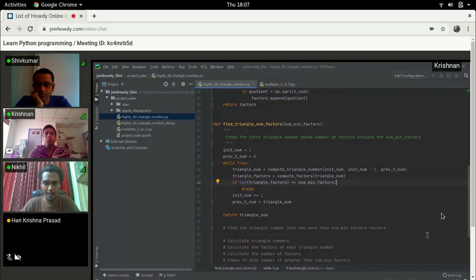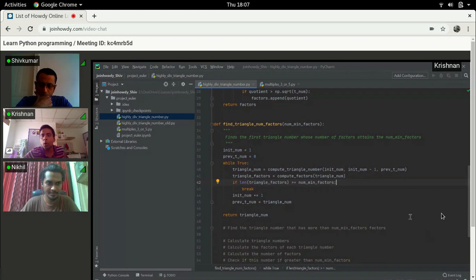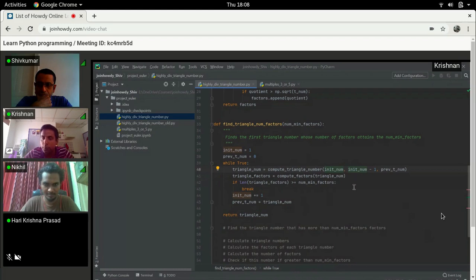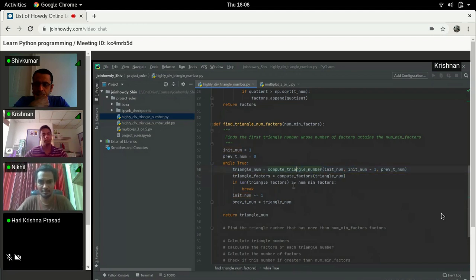Which means I have computed the triangle number until the previous one. So I have computed the triangle number until number 3, and now I'm going to compute number 4. So this is for number 3, this is the sum for number 3, and this is 4. So this will continue, making use of the extra history information that the compute triangle number function takes.